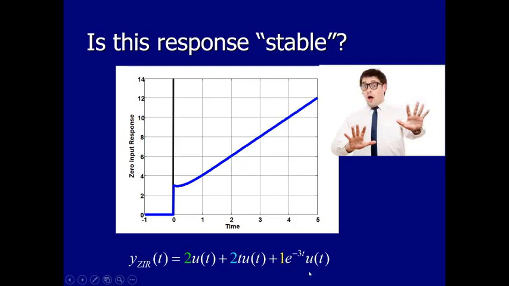Even though we have a decaying exponential, this ramp is increasing faster than the exponential is decreasing. So the zero input response of the system, the response of the system to the initial conditions, without even applying any new input to it, is going off to infinity because of this 2t term. That doesn't look like a stable system to me.